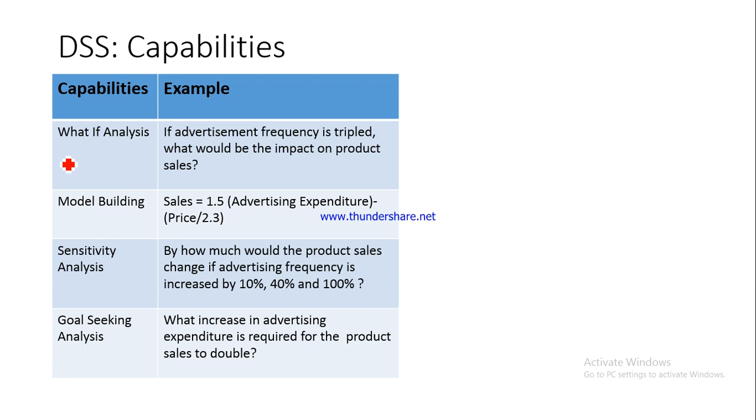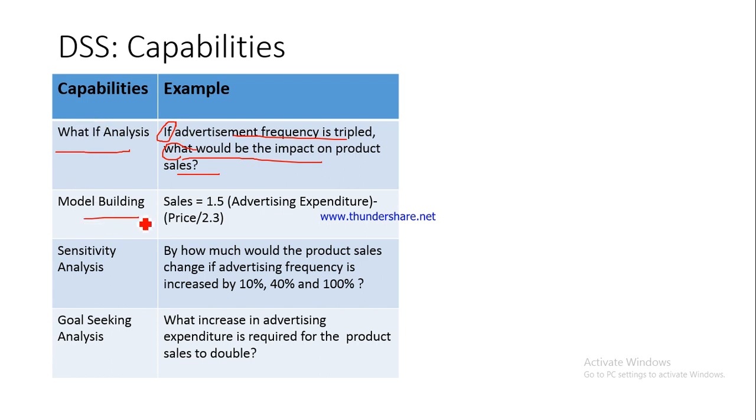Now let's talk about the DSS capabilities. Now these are the various capabilities. So this is basically about the model base. Now we have got the capabilities like this. What if analysis? What if analysis, basically we want the DSS to let us know as to what might happen if something of this sort happens. So if this thing happens, what will happen? For example, if advertisement frequency is tripled, now this is if, what would be the impact on product sales, right? So what would be the impact, and that is why what if this thing happens, right? So these kind of cause-effect relationships can be analyzed here.